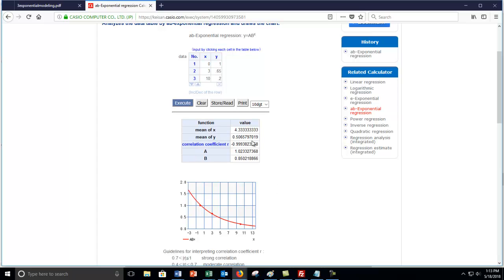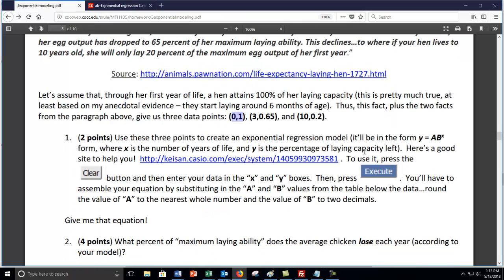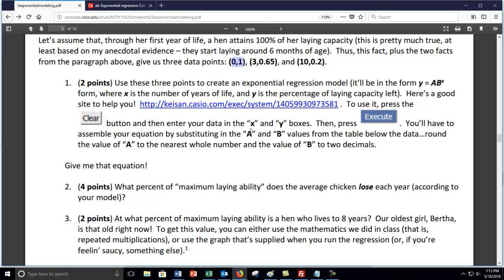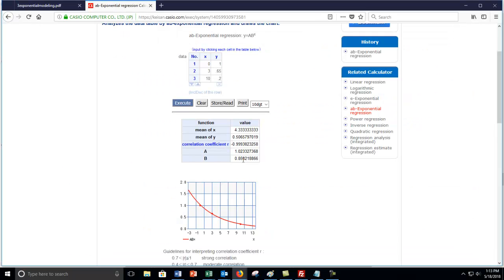Mean of X and mean of Y are irrelevant. You don't need those numbers at all, nor the correlation coefficient. The only thing you need are the A and B, so I mentioned that back here. So all you need to do is get the A and B values. And I said round off A to the nearest whole number and B to 2 decimals. That makes sense since A is whole numbers up here. That's the years. And B are rates, which is 2 decimals. Seems fair. So it looks like A is 1 and B is 0.85. There's a graph of it right there, which is actually kind of cool. There's your 3 points. Okay, I forgot that was there.